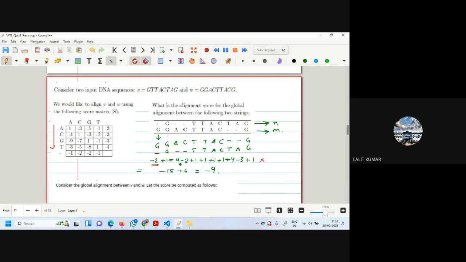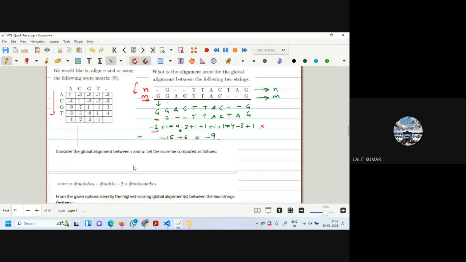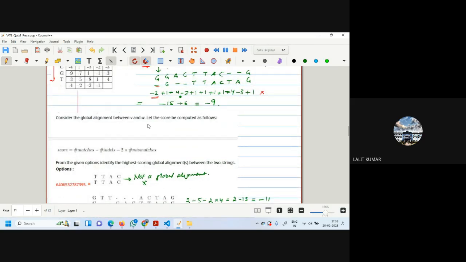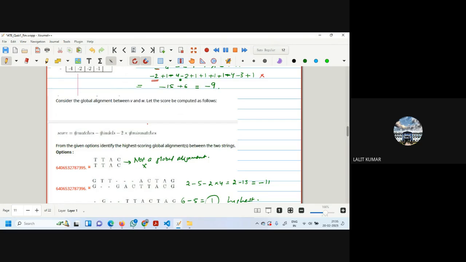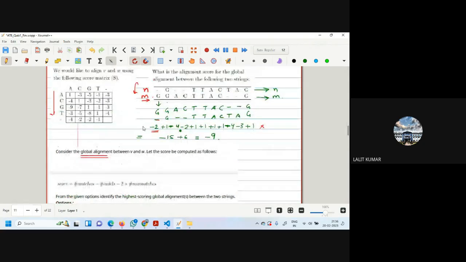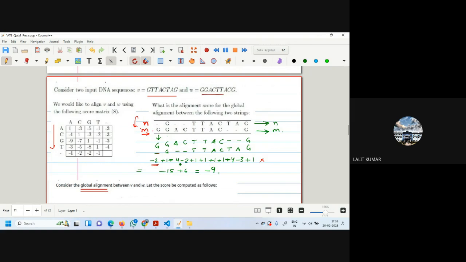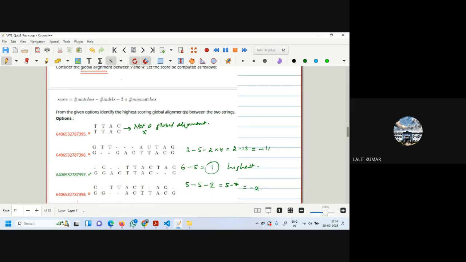Is that okay, Bhavya? Yes, sir, got it. Okay, this is N and this is M, so this is row and this is column only. Then consider the global alignment between V and W. Please check the question carefully. Global alignment means that all have to match. So this TTAC and TTAC is not a global alignment, so we have to straight away discard this. Then using this formula, we can check all of them and find the score. Simple mathematics, nothing else.